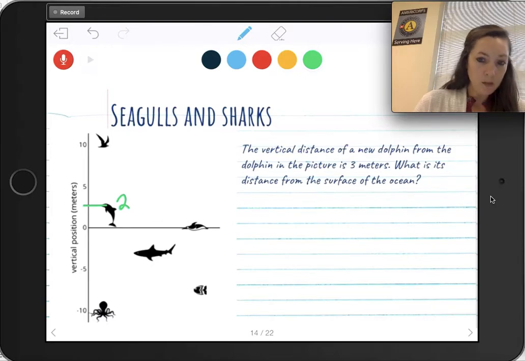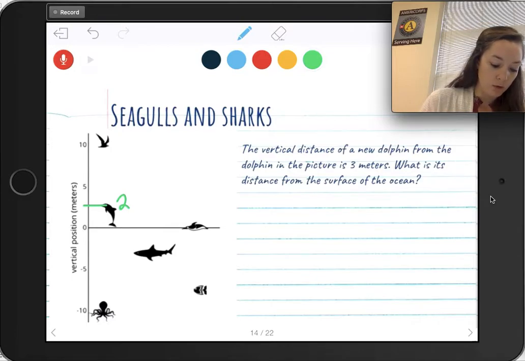Okay, well, here's the problem. The question does not tell us if the new dolphin is above the other one or below it. So we're just going to have to pretend we are assuming both. So we could say 3 meters above. So that would be 5 meters. That's not very drawn to scale, is it, guys? Let me try again. So that would be 5 meters, because that's 3 meters above. Or we could do 3 meters below.